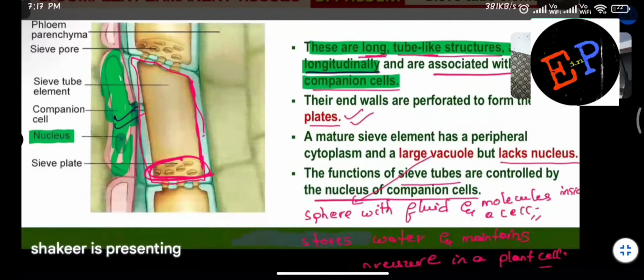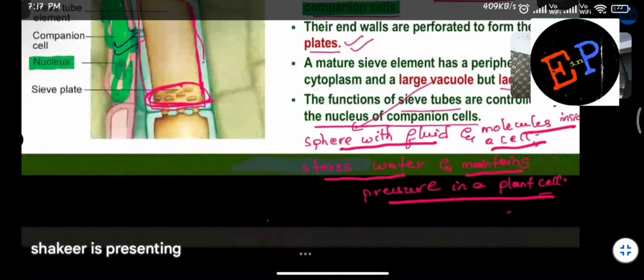Clear? So it is a sphere with fluid and molecules inside a cell. Only in plants can you find a vacuole. It stores water and maintains pressure in a plant. For example, if you take a plant cell where a vacuole is present, this vacuole covers nearly 70 to 80% of the volume of the cell. Water and different molecules are present inside this vacuole. So if this is a cell, in the middle you can find this vacuole. It covers nearly 70 to 80% of the volume of the cell.